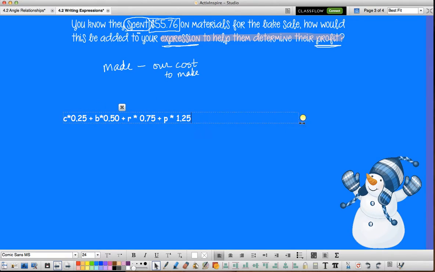Now the thing is, do I subtract that at the very end, or can I just throw it at the beginning and do $55.76 minus? So this is my cost minus what I made. That's not going to help me out because I need what I made minus my cost. So that doesn't work. And I can't plop it in the middle because that interrupts figuring out how much I made. So I have to put how much I made first minus my cost, which was $55.76.